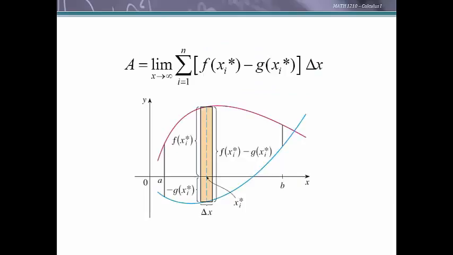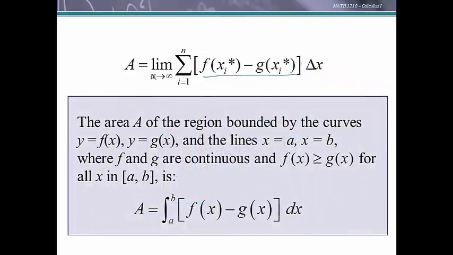So what we're going to do is take our little representative rectangle. Its width is going to be delta x, and its height is going to be the function at some x value on the ith interval, f of x minus g of x. And then if we take, this should be an n, if we take the limit as n approaches infinity, summing up these rectangles and letting the number of rectangles go to infinity, we have the integral. So the area bounded by the curves f of x, g of x, and the lines x equal a and x equal b, where f and g are continuous, and f of x is greater than or equal to g of x, would give us this integral.